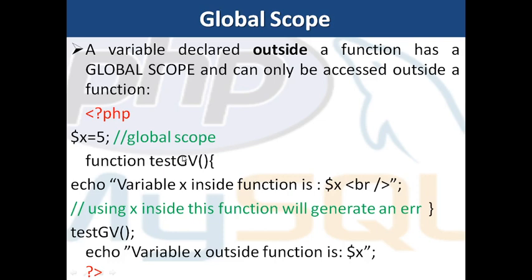Function testgb. A function testgb is created. Echo variable x inside function is $x. $x global variable is used inside the function, which will generate an error when the function will be called. Here function is called, and again echo variable x outside function is $x. Outside the function it can be referred, used without any error. Let us see it on the browser.